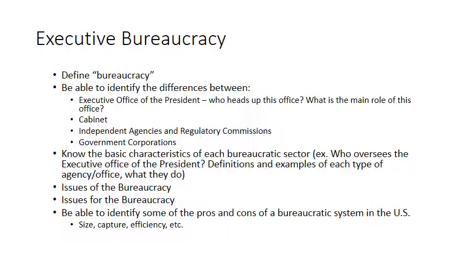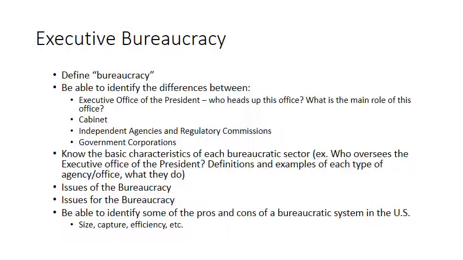So for instance, if I asked you who are the main advisors to the president, would you say the cabinet? If you did, you would be wrong, because those are not the core everyday advisors to the president. It is within the executive office of the president that we find the key advisors. Of course, the executive office is also headed up by the White House Chief of Staff. And the main role of this office, again, is to advise the president on a day-to-day basis.